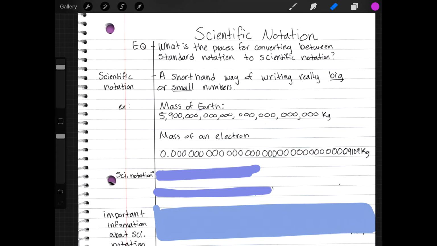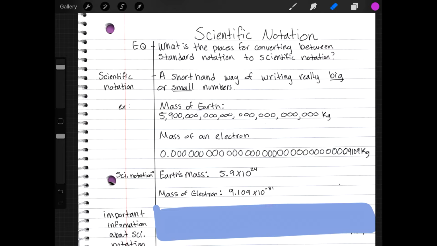If we look at the mass of the Earth, the scientific notation of that big number is right here: 5.9 times 10 to the power of 24. That's a simple way of writing that huge number. Let's see the scientific notation of the mass of an electron. The way you write that number is 9.109 times 10 to the negative 31st power.